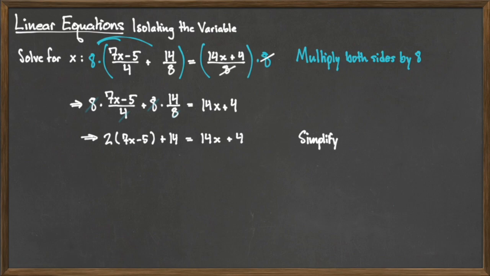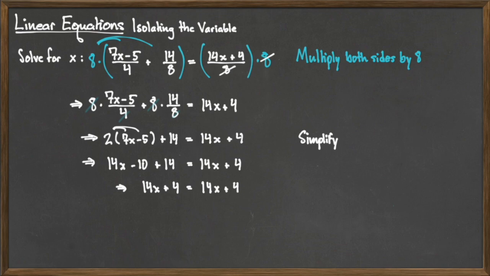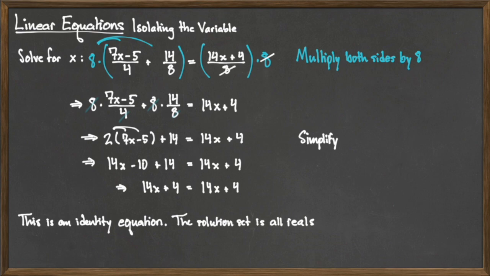Next, I'm going to distribute that 2 and then simplify the left and the right hand side by combining any like terms I see. But I notice that the left and right hand side are the exact same value. This is an identity equation. It means that it is true for all real numbers x.